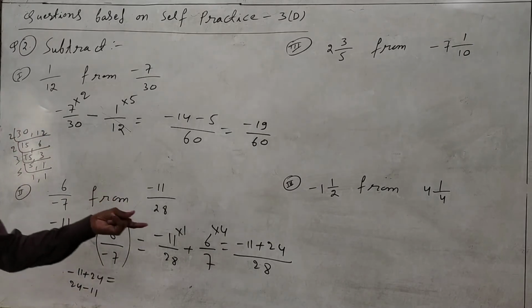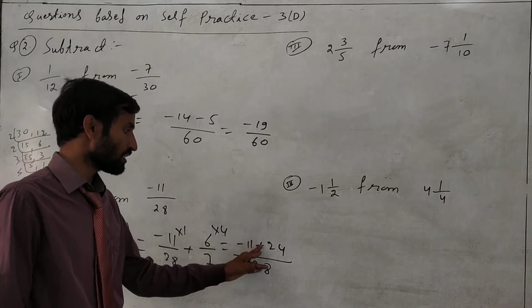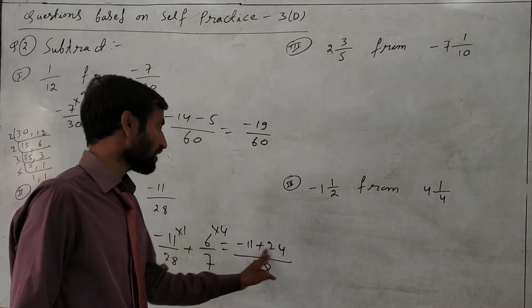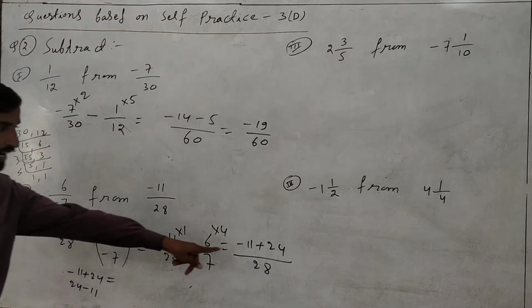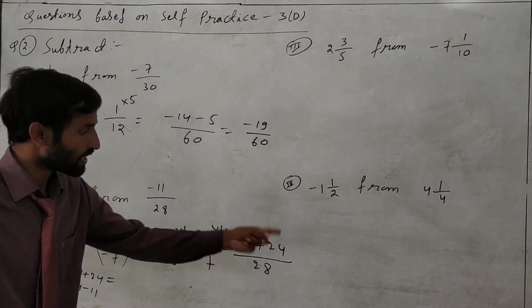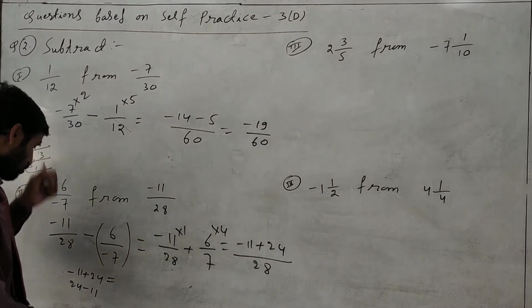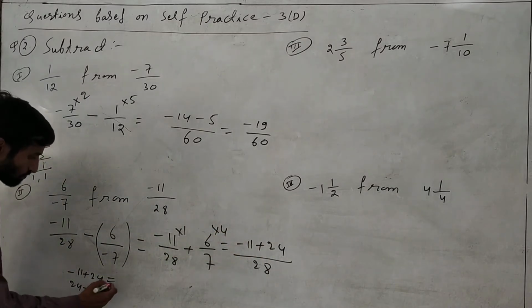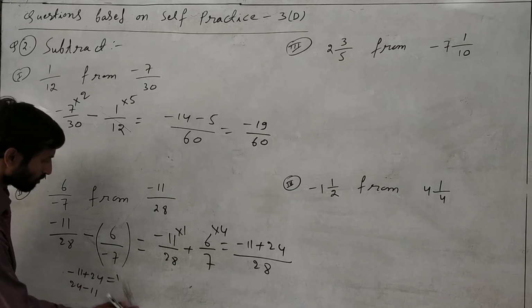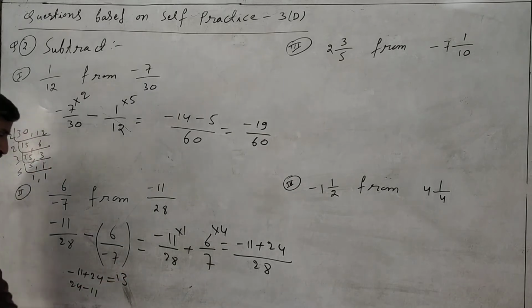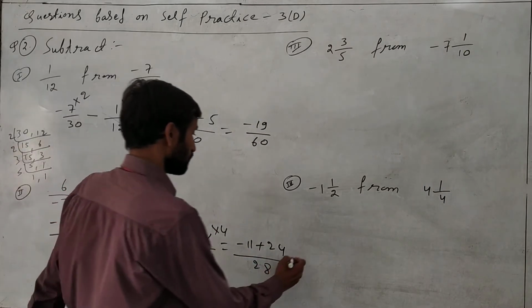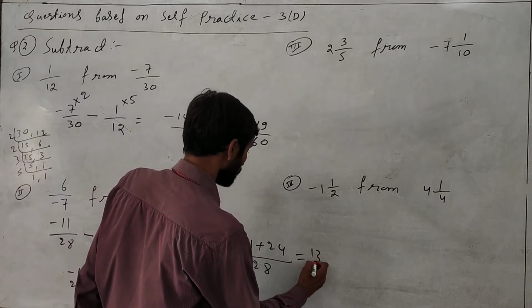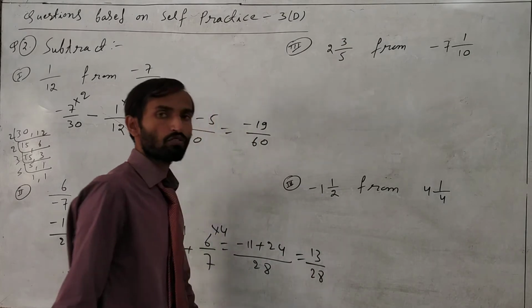Sometimes students do it wrong. The student sees a plus here and adds both, then the answer comes as plus. But that is a wrong answer, because there is a minus sign, so you have to subtract 24 minus 11. How much will 24 minus 11 be? 13 will come. So the answer will be 13, because the positive sign is bigger, that's why the answer will be positive. So the answer is 13 upon 28.